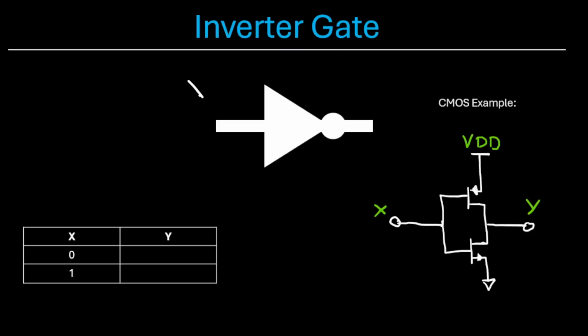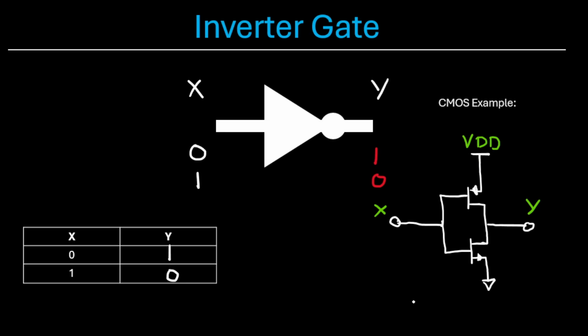So let's look at the inverter gate first. The inverter gate has input X, output Y. Let's say we input a logic 0 or a low. The inverter is going to flip that into a logic high or a 1. Now the other case, if we input a 1, the inverter is going to output a 0. So hence the name, the inverter takes whatever your input is and flips it, and that's your output.